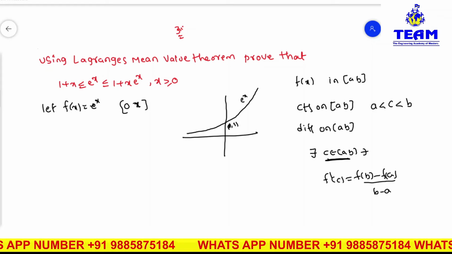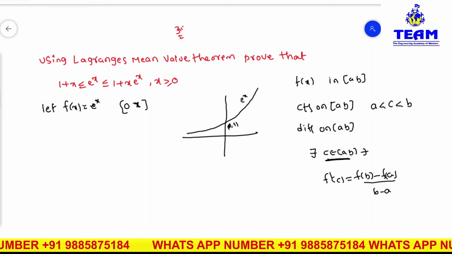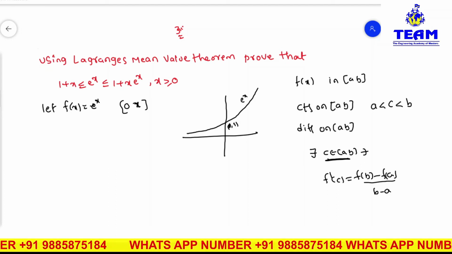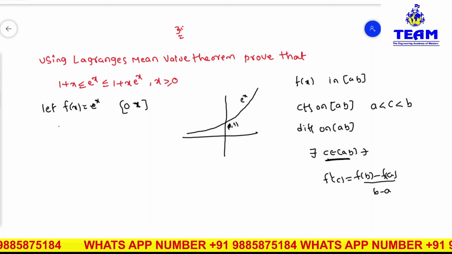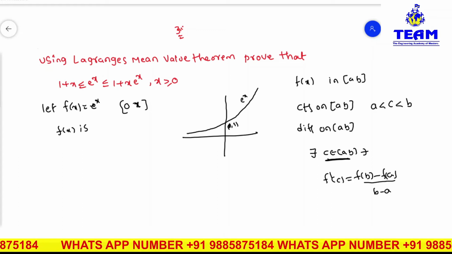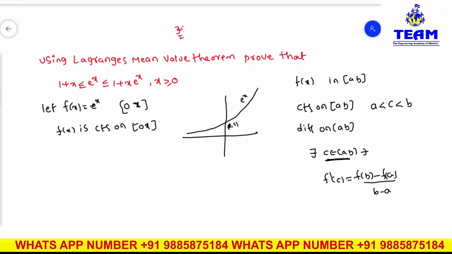So which is having continuous path without any breaks. So it is continuous function. And also it does not have any sharpness on this curve. So you can say it is differentiable also. So what you can say now? f of x is continuous on closed interval 0 comma x.